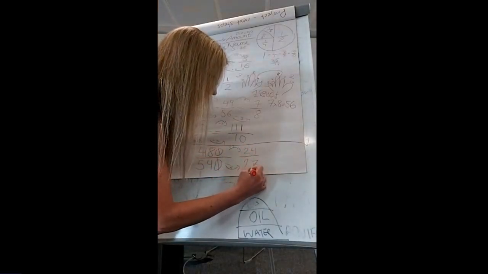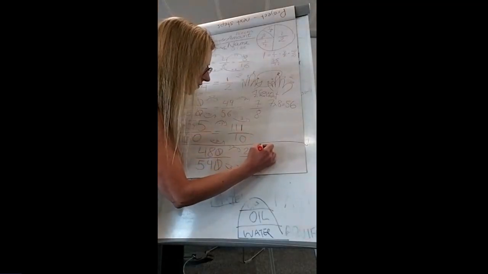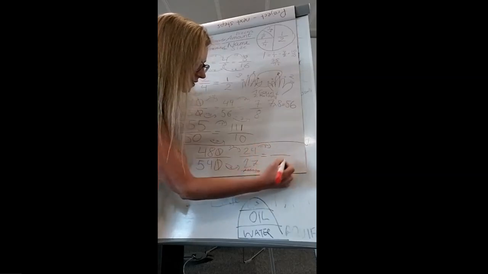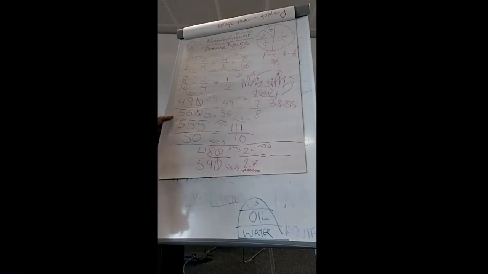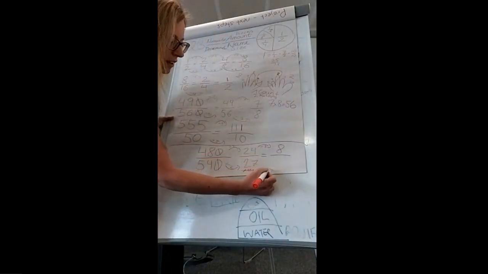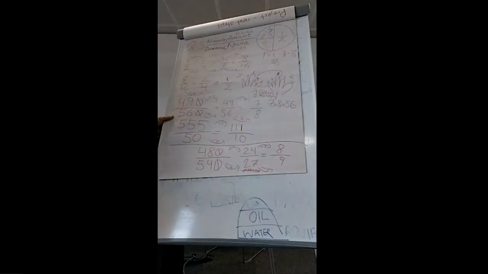And can you do it again? No. Yes, we can. By 3. We can do it by 3. 24 divided by 3 is 8. And 27 divided by 3 is 9. Very good.